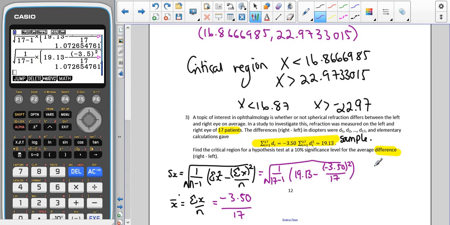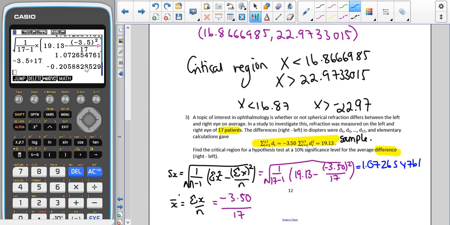So that ends up giving us as our standard deviation 1.072654761, and as always, we don't want to simplify that, we're going to keep that as it is. For our mean, I'll just make sure that it can't be written in a simple form, so minus 3.5 divided by 17.